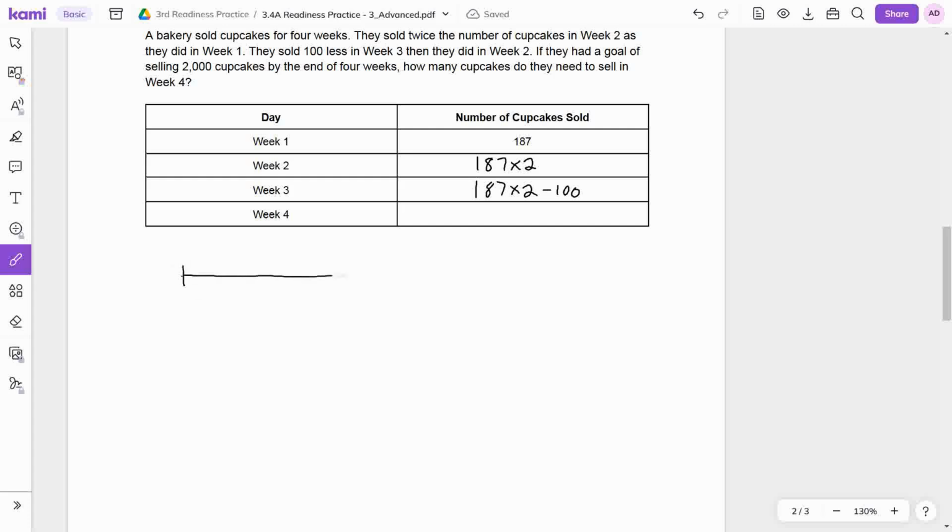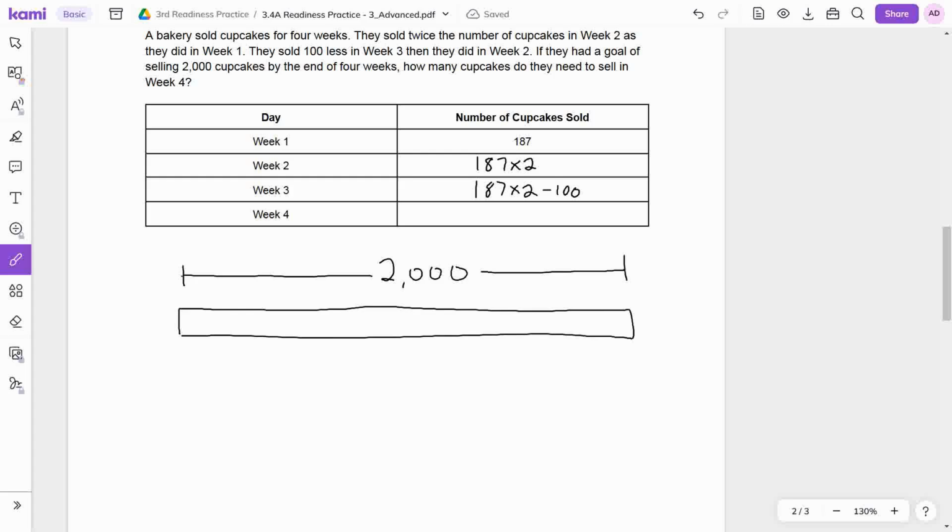What I'm going to do is I'm going to say I've got a goal. It's 2,000, which means that's my total. And I've got 4 weeks right here. I'm just going to label them and split them up in equal parts, even though they might not necessarily be equal. Week 1, week 2, week 3. Week 4 is what I'm missing. That's my unknown number. The only thing I really know right now is there's 187 in week 1, but they've given me clues for week 2 and week 3.